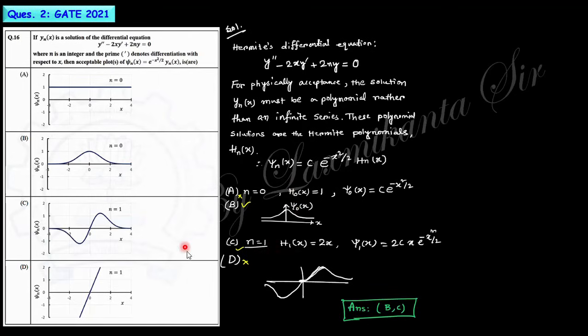And when n equals 1, H1 is 2x, and this representation will be like that. At x equal to 0, this is 0, and at x equal to infinity, this is also 0. So there is a maximum here, a minimum here. So this nature satisfies the equation, option C is satisfied, option D is incorrect. So the answer will be options B and C.